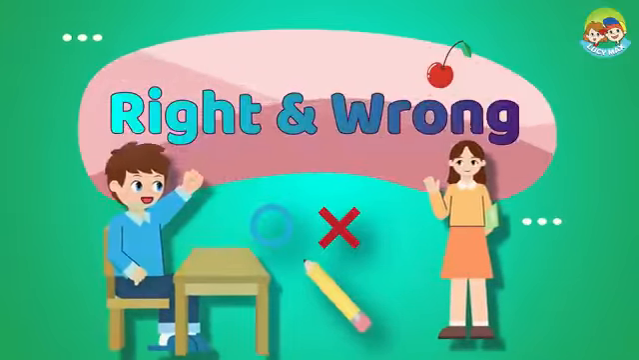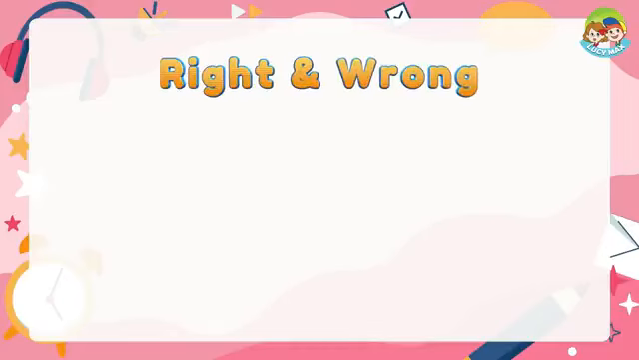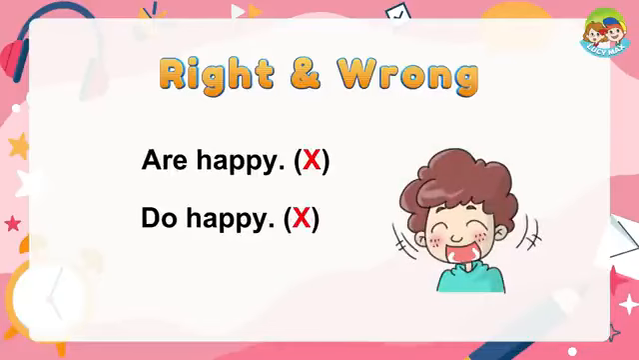Right and wrong. Now let's look at the right and wrong section. The first one says, are happy. The next one says, do happy. These are wrong because we use the base verb be with adjectives. The correct sentence is, be happy.